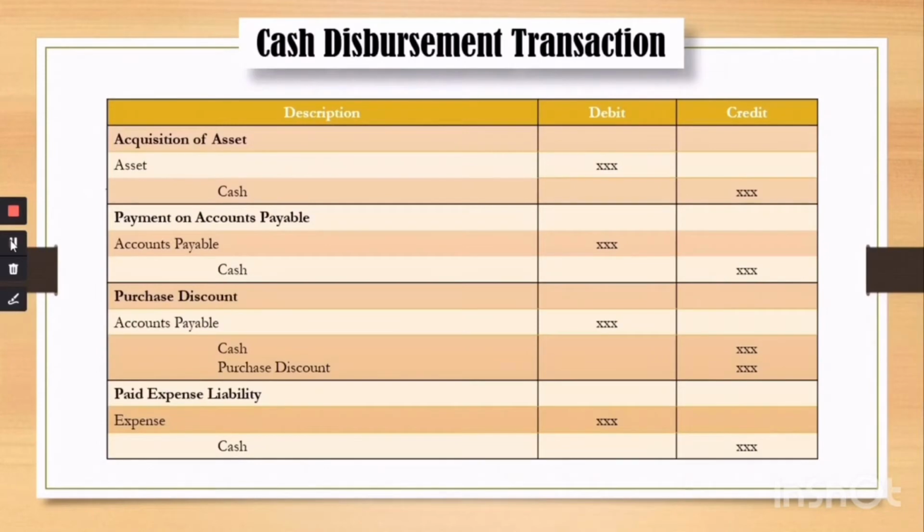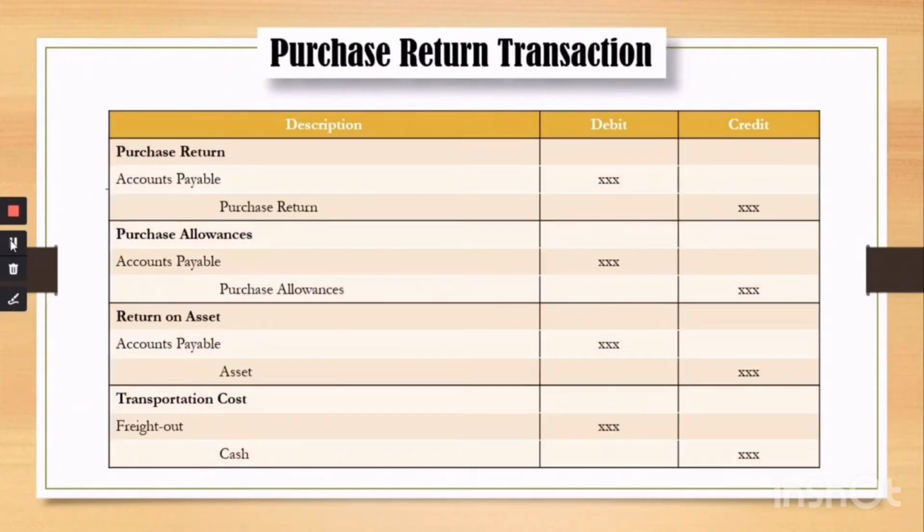The next transaction is cash disbursement transaction. For the first one, as for the acquisition of asset, we will debit asset, credit cash. The next one, for payment on accounts payable, we will debit accounts payable and credit cash. The third one, for purchase discount, we will debit accounts payable, credit cash, and also purchase discount. And for the example of expense account, we will use paid expense liability, where we will debit expense and credit cash.